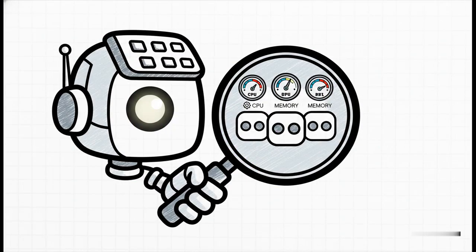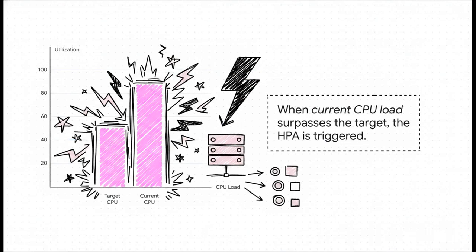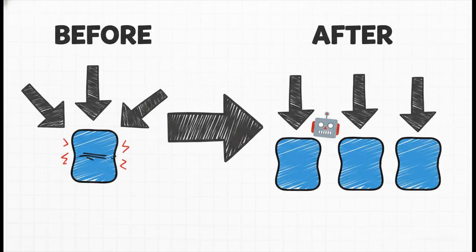So, how does it know when it's time to act? Well, it keeps a close eye on important metrics, usually things like how much CPU or memory your running pods are using. And here's a perfect example. Let's say we told the HPA, hey, try to keep CPU usage around 50%. But suddenly, a wave of traffic hits and the current CPU load shoots up to 85%. The HPA sees this and immediately knows it's time to get to work. And its response is immediate. It doesn't wait for a person to intervene.